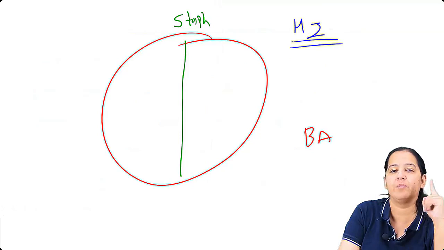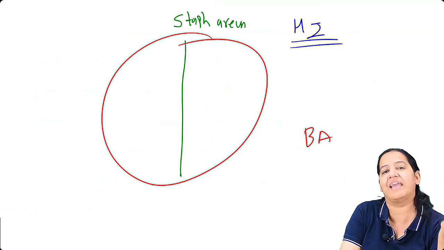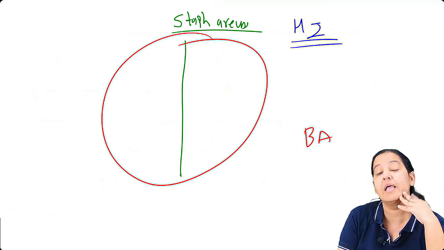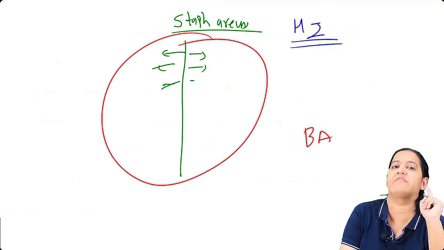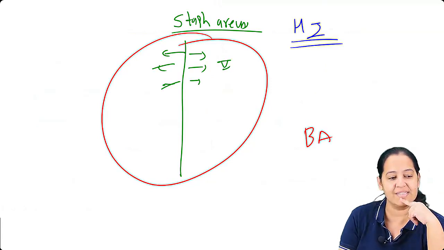Staph aureus. You may be thinking, ma'am, what does Staph aureus have to do here? Why are you taking Staph aureus? There is a property: Staph aureus synthesizes and secretes factor 5.